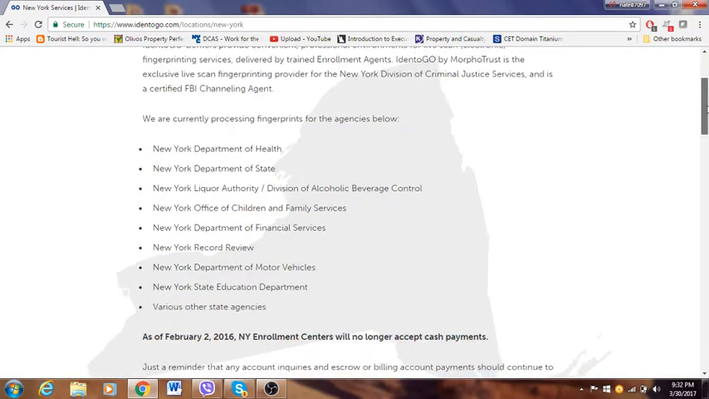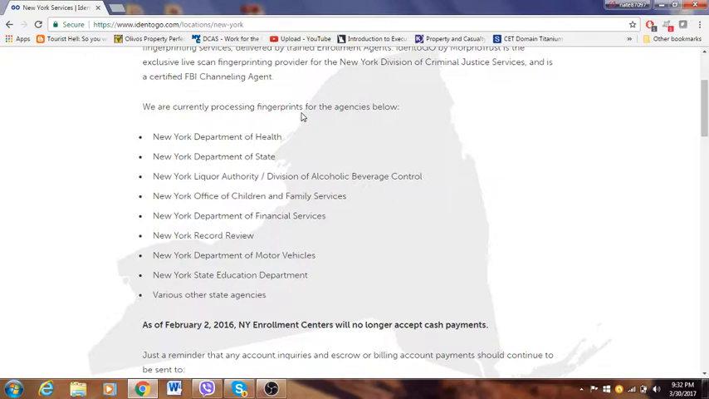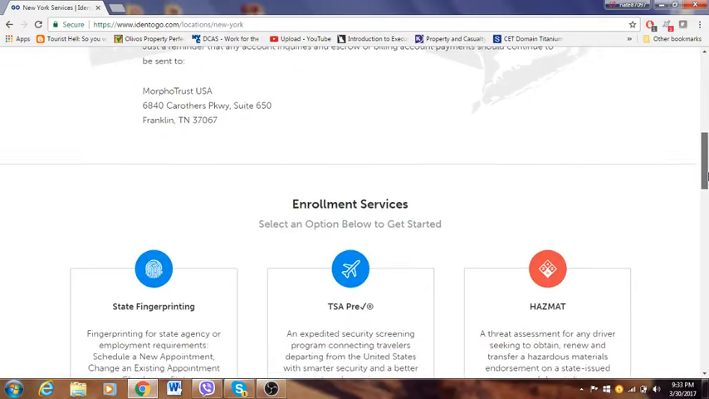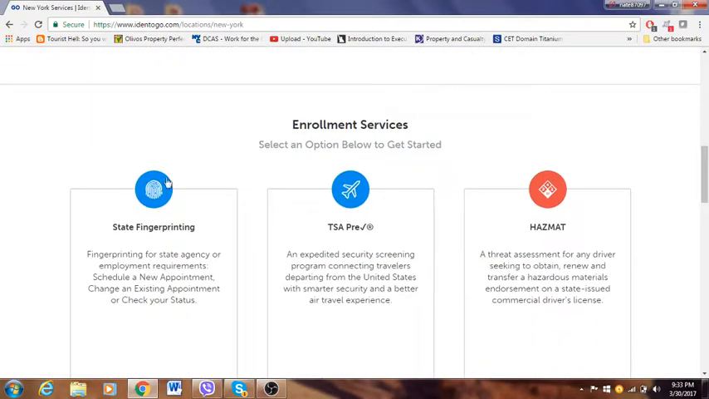Okay, then it tells you we are currently processing fingerprints for these agencies below: Department of Health, Department of State, Liquor. MorphoTrust does a lot of fingerprints for different reasons. So if you're doing hazardous material, these are all the items that they do fingerprints for. Even the New York State Education Department record review. So basically, what you do is you click on Start Fingerprinting.